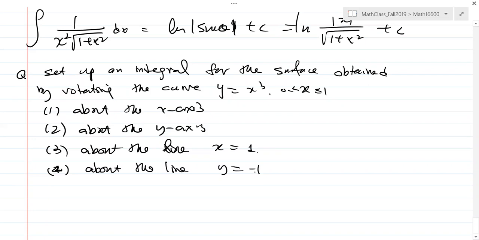So try to complete the first 2. I'll give you a couple minutes. You draw the picture. You can use any variable, but probably the x variable. Let's say using the x variable. And also for the second one, I want to use the x variable.